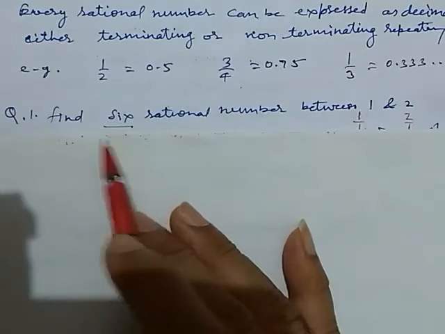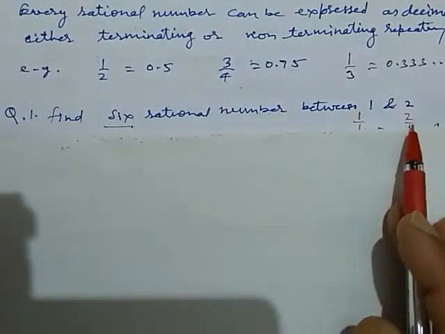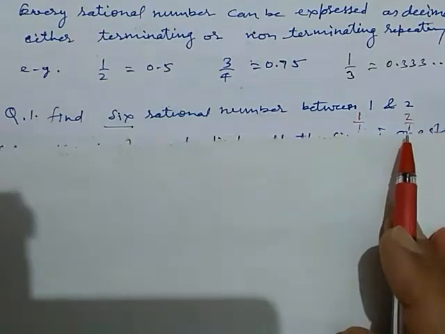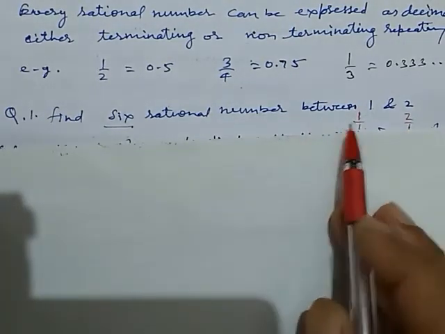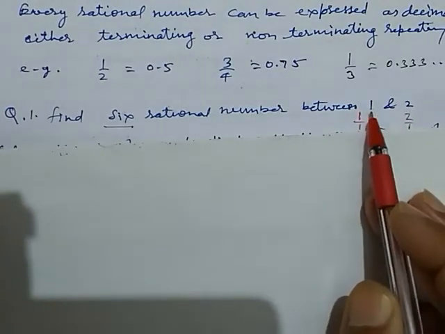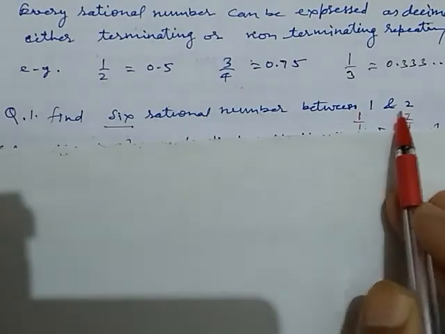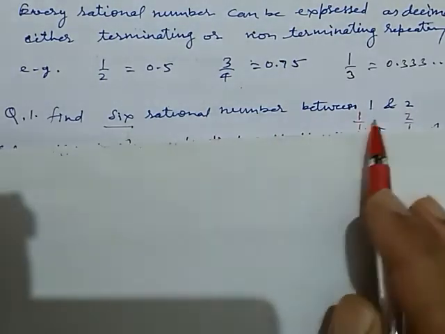Now we find 6 rational numbers between 1 and 2. This is our question, and we have to learn how to find rational numbers between two given rational numbers. Here 1 and 2 are the two given rational numbers. We have to find 6 rational numbers between them.